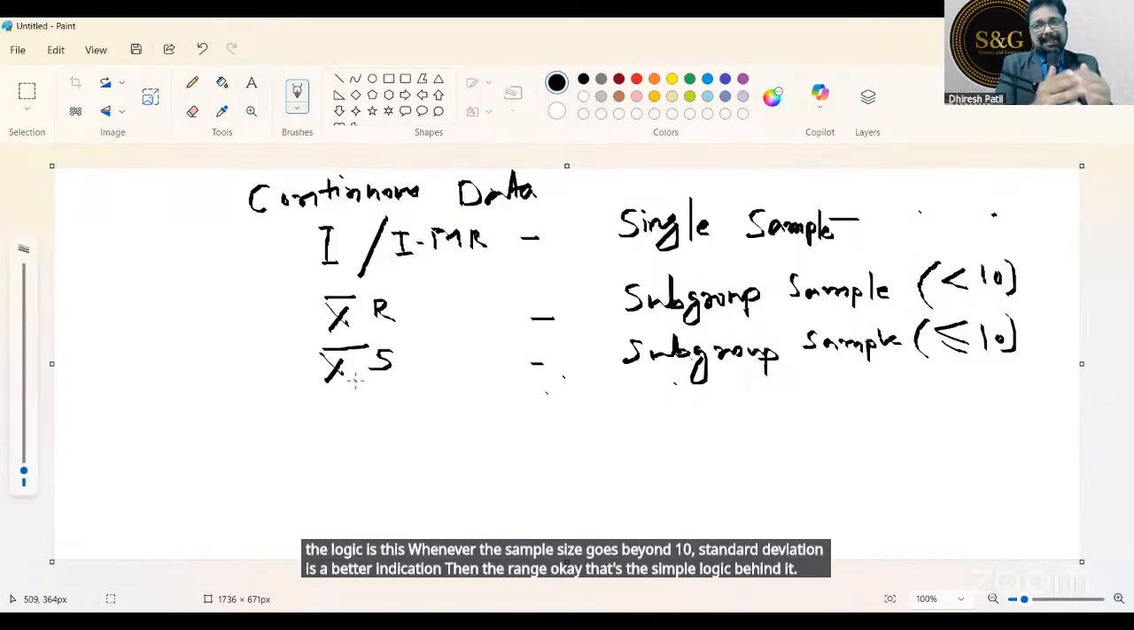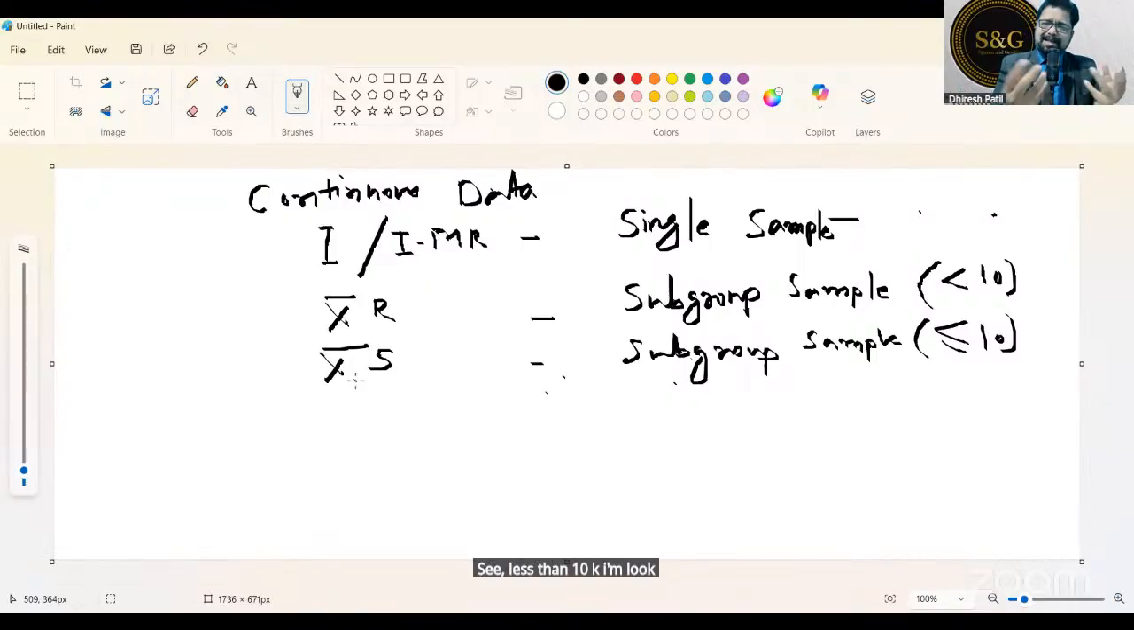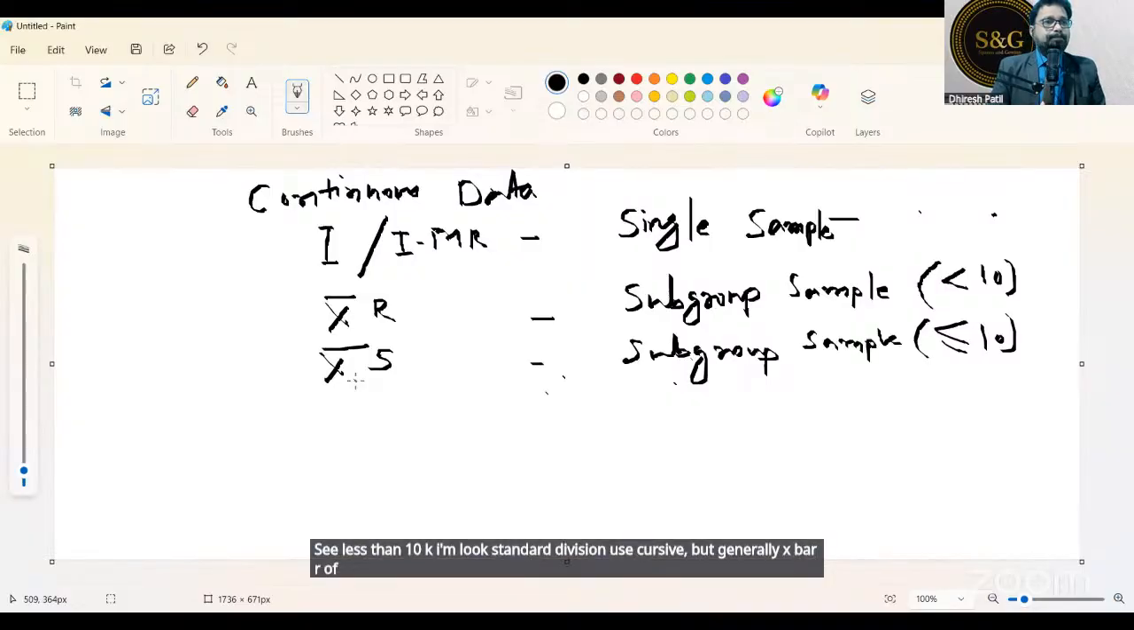For less than 10 also we can use standard deviation, but generally X bar R is enough. Okay.